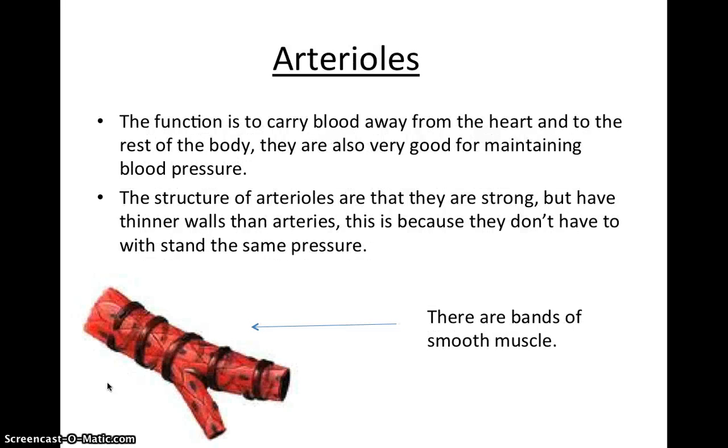Arterioles. The function of an arteriole is to carry blood away from the heart and to the rest of the body, and they are also very good for maintaining blood pressure. The structure of an arteriole is that they are strong but have thinner walls because of the lower pressure, and as you can see, there are smooth bands of muscle going around the outside of the tissue.